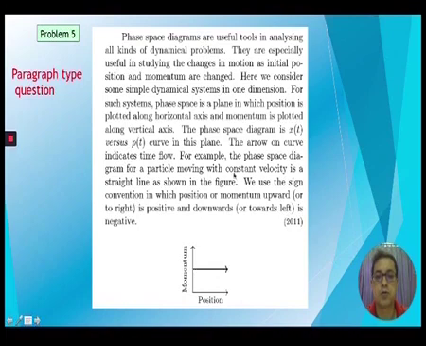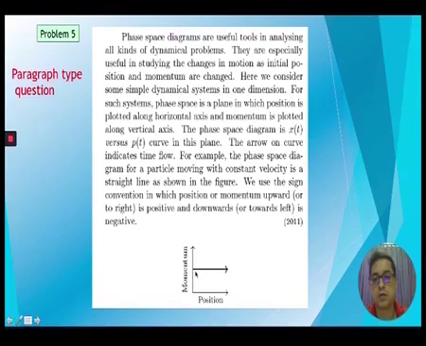It indicates time flow. For example, the phase space diagram for a particle moving with constant velocity is a straight line, as shown in the figure. We use the sign convention in which position or momentum upward or to the right is positive, and downward or towards left is negative.